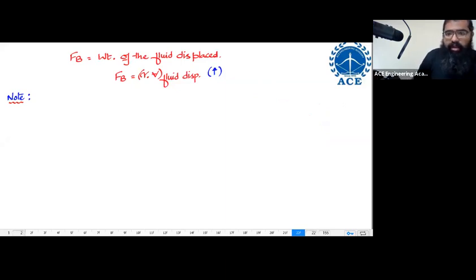Now, let us apply Newton's third law over here. Ask yourself, this FB is actually on what are we discussing? This FB is on the body by the fluid. So let me write over here.